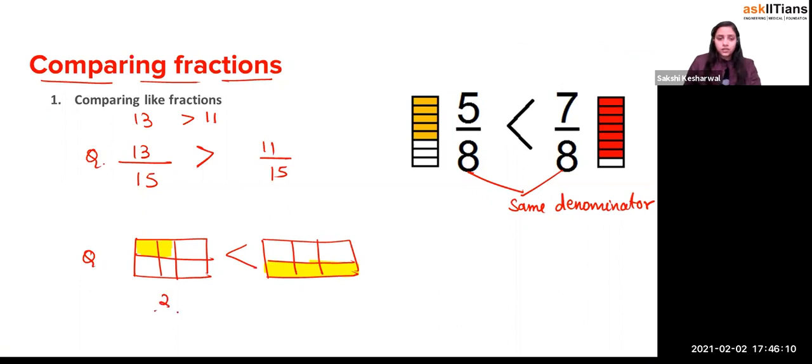Because see, it's like 2 by 6, right? And this is what, beta? 3 by 6. Both the fractions are like fractions; you have taken 2 parts of it and here you have taken 3 parts of it. Definitely 3 parts is greater than 2 parts. So yes, it's greater. That's it.